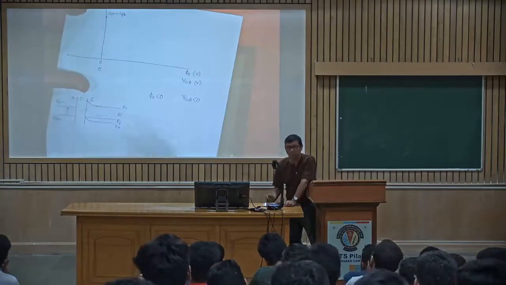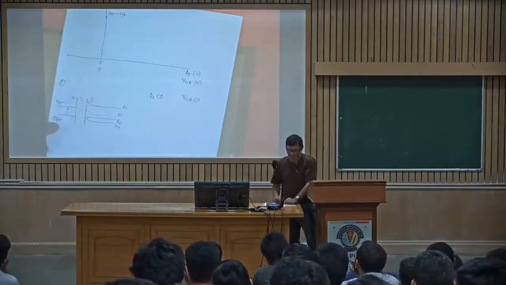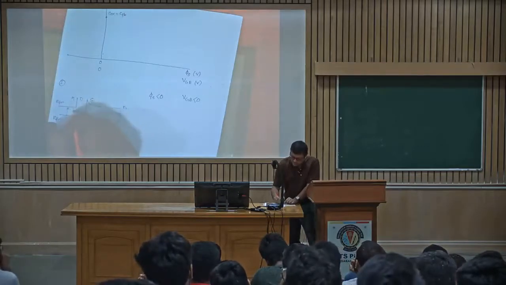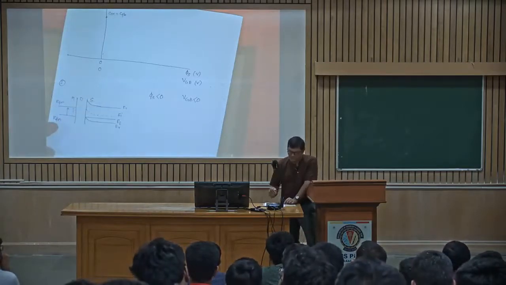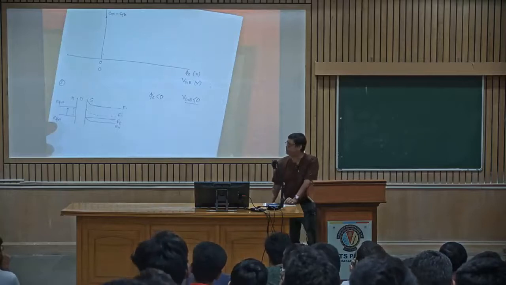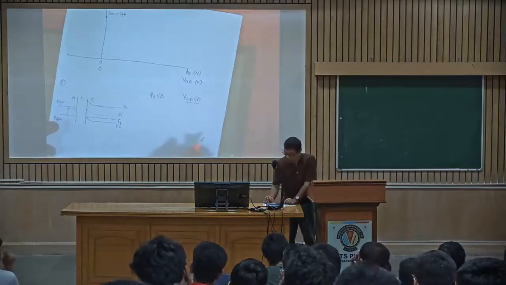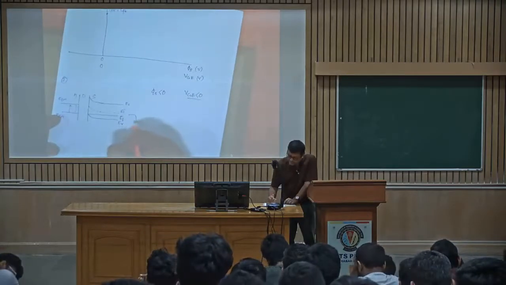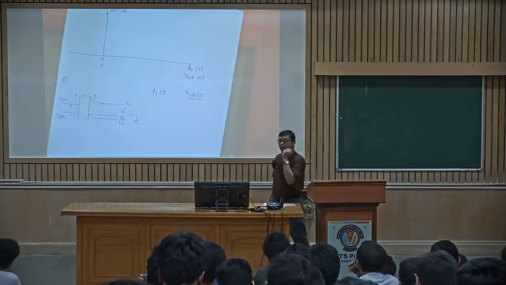Physically, what is happening? You are applying a negative voltage on the gate, so basically now you will have all negative charges. You have applied VGB less than 0. Again, keep in mind that this side is again grounded.